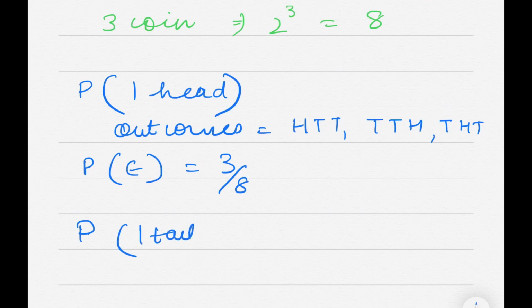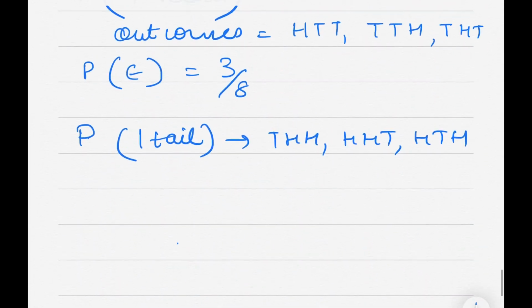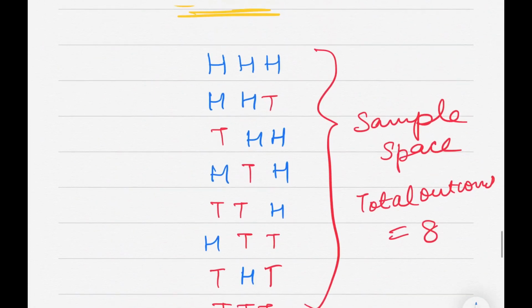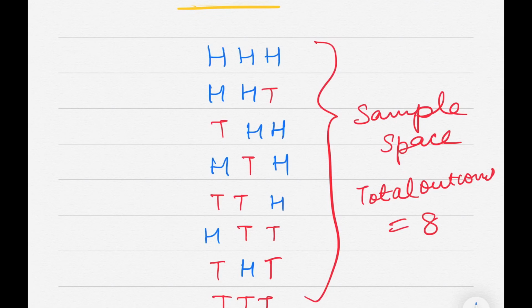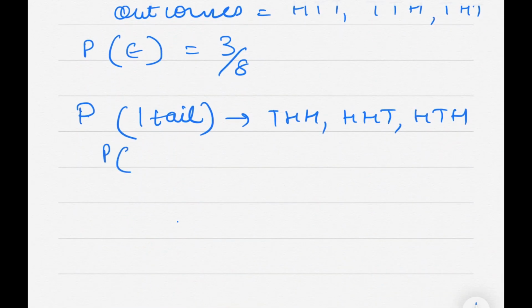Now the probability of getting one tail. What will my outcomes be? Outcomes with one tail: tail, head, head; head, head, tail; and head, tail, head, right? So these are the outcomes for one tail. I can see 3 options in my sample space. So the probability of this event will also be equal to 3 by 8.